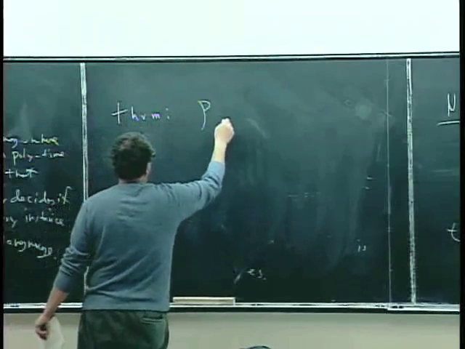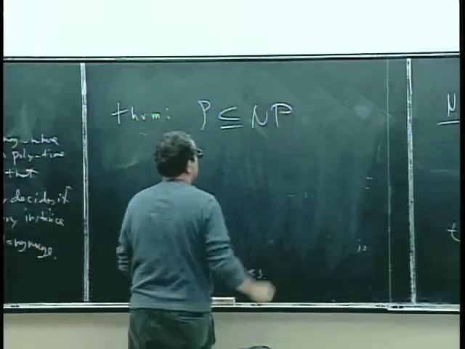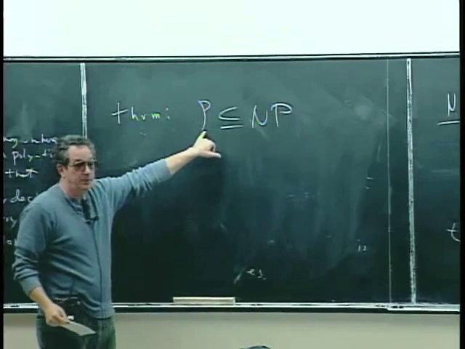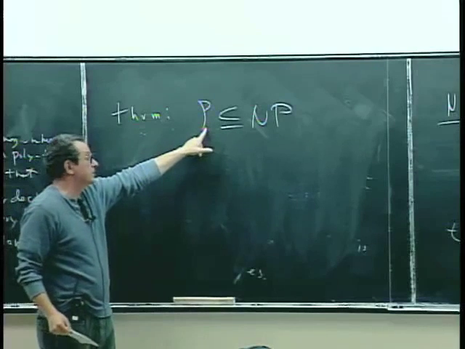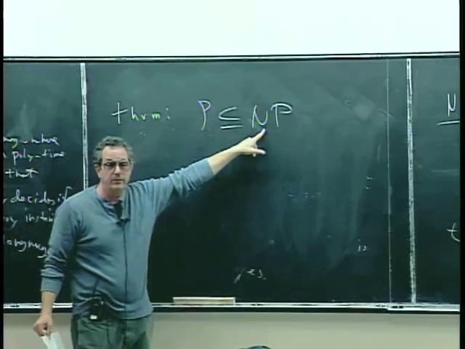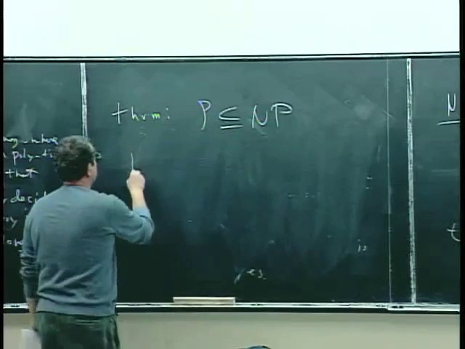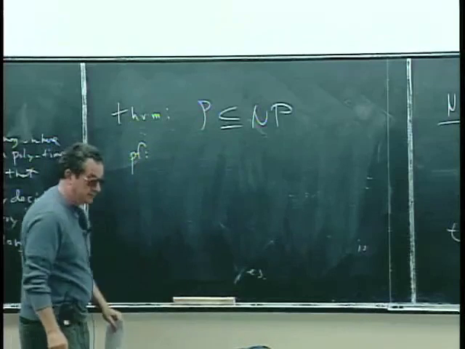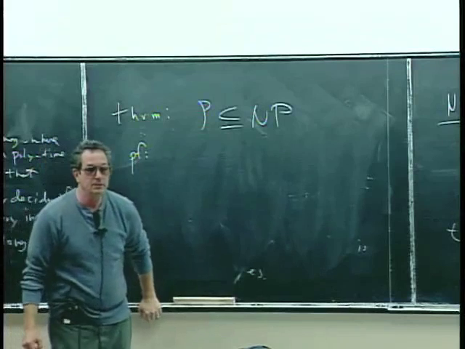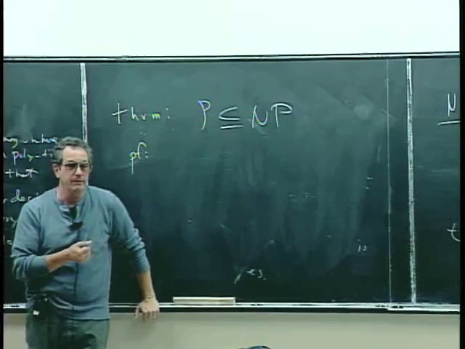Theorem: capital P is contained in NP. So the set capital P, the set of all those languages that are in capital P, is contained in the set of all those languages that are in NP. That we can actually prove. Okay? So how do we prove that? This is like a one-line proof if you understand the definitions.